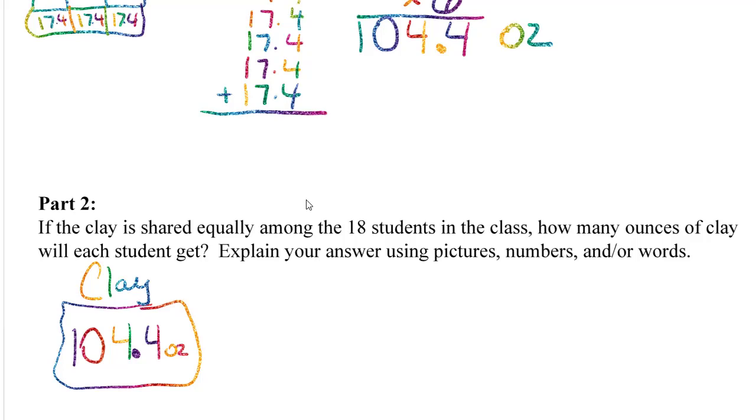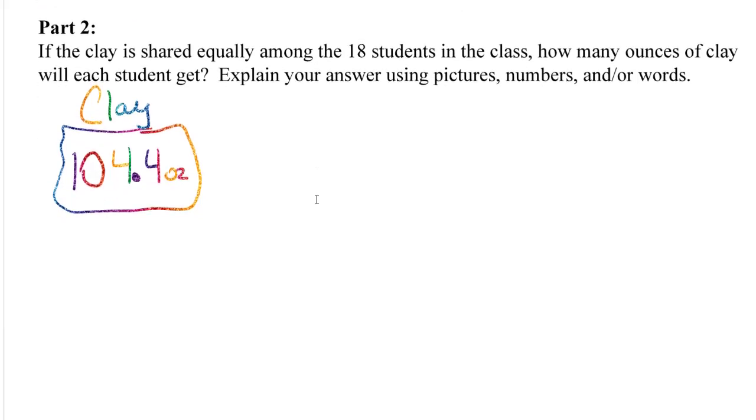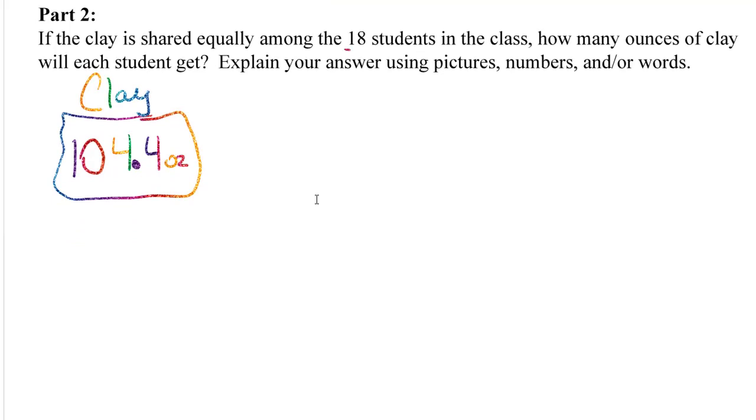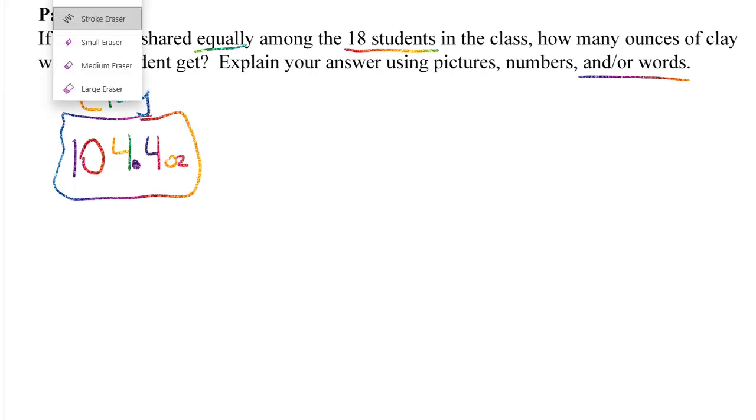So that is my clay. But now I have to divide it up amongst some kiddos. How many kiddos? It's 18. So if the clay is shared equally among 18 students in the class, how many ounces of clay will each student get? So I need to divide this among 18 kids. So how am I going to do that? I don't want to do that. And it doesn't say we have to use all that, right? It says and or, so we could use any of those strategies. Pictures, numbers, and or words.